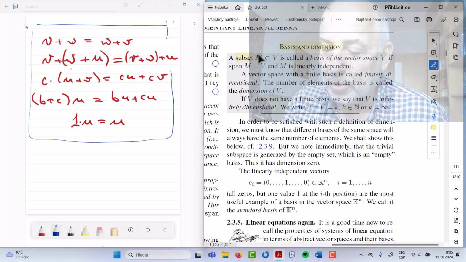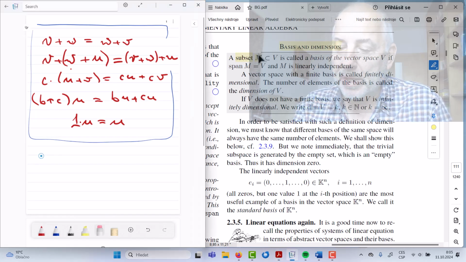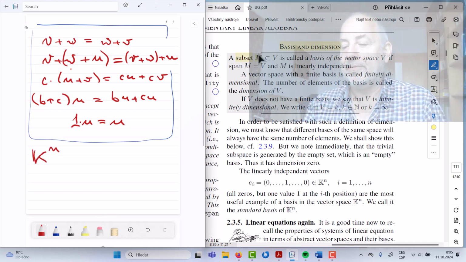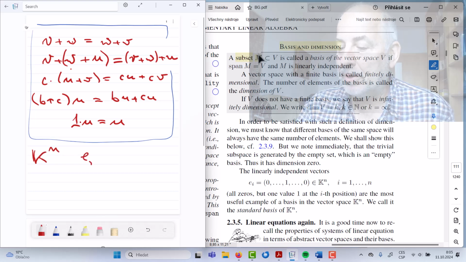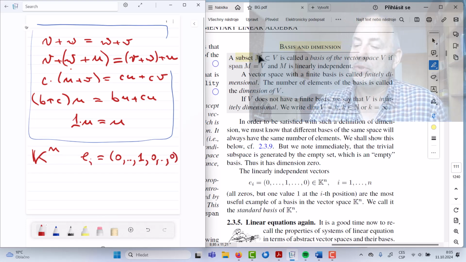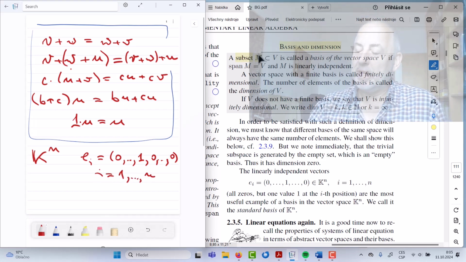So for example, if you take any field K, and we take the vector spaces we know already, so the n-tuples of coordinates, then the bases are, for example, the vectors e_i, where you put 0 everywhere, on the i-th position you put a 1, and everywhere else again 0, right? So these guys, where i goes from 1 to n, clearly form a basis of the vector space.